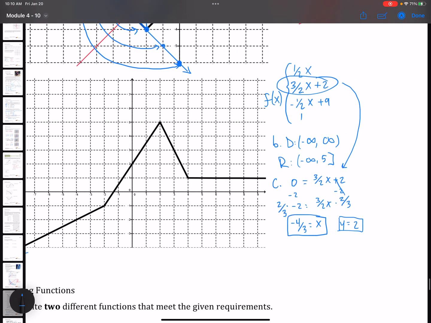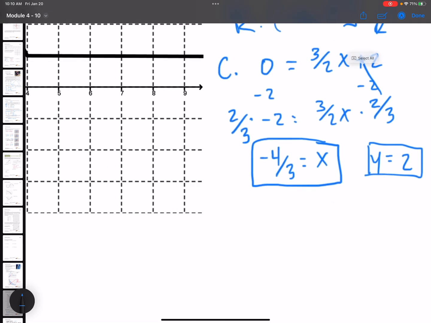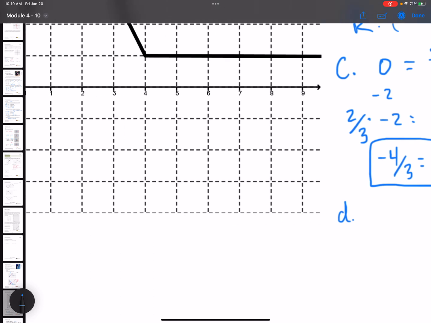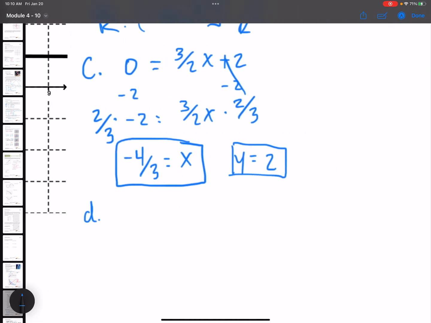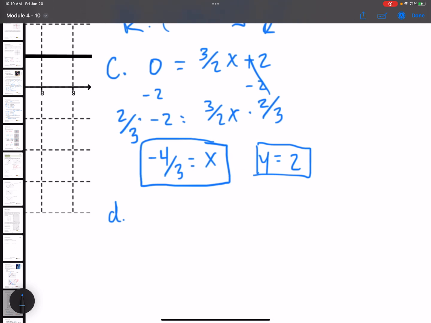So what about letter D, the location and value of maxima and minima? There will be no minimum, but there is a maximum. Look at the arrow. It just goes down forever. So there's no minimum because you can't have a minimum at negative infinity.